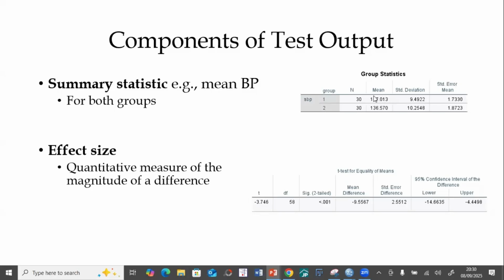But what is the magnitude of that difference? It is what we are seeing here, mean difference, negative 9.5. It means that those who are taking the drug had lower mean systolic blood pressure. And the difference between the two groups was 9.5 millimeters of mercury. This is what we call the effect size, and it is very important when you'll be looking at interpretation of the p-value.